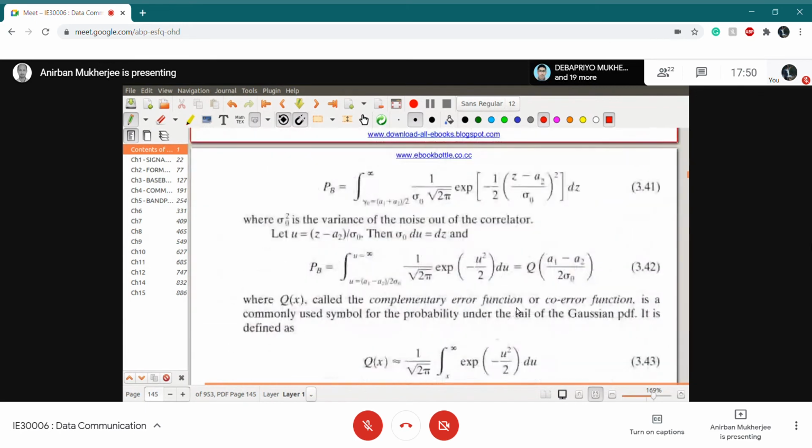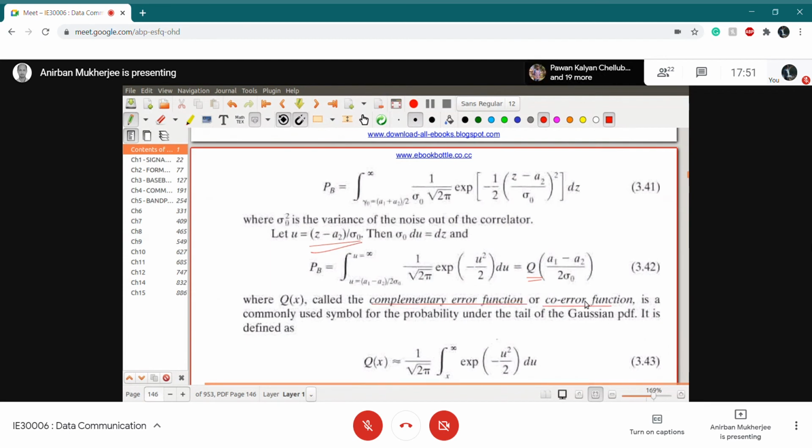If you play a little with it, you will find that people do the standard normalization, (z minus A2, that is z minus mean) divided by sigma, to do these operations. And you see that a Q function is used. What is my Q function? Q(x) is called the complementary error function, or co-error function.